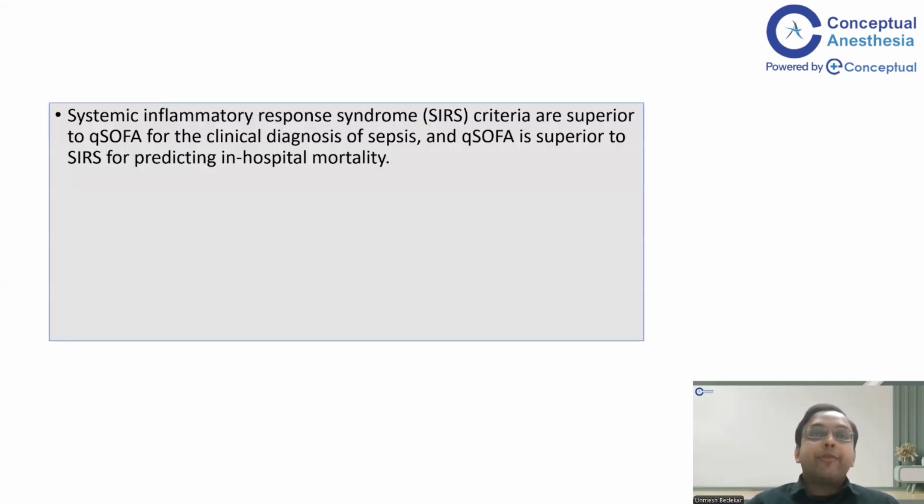So systemic inflammatory response syndrome criteria, SIRS, are another subset of criteria which are basically superior to this quick SOFA scoring for the clinical diagnosis of sepsis. And quick SOFA is superior to SIRS for predicting in-hospital mortality. So it basically has good results when you are trying to predict in-hospital mortality.